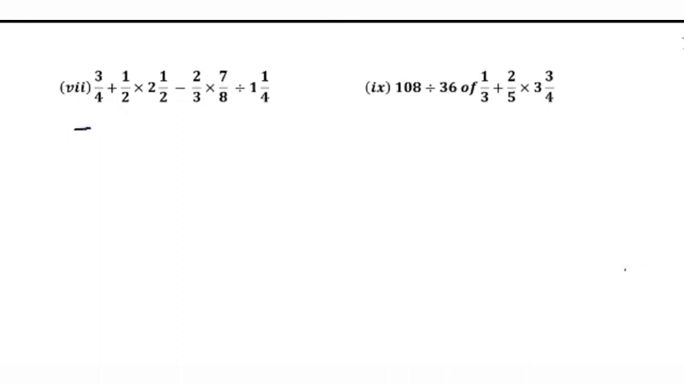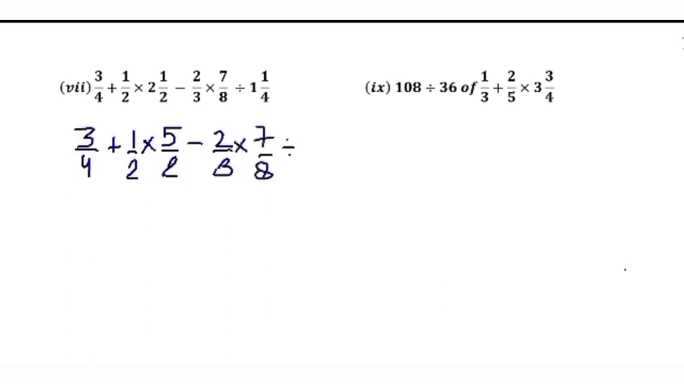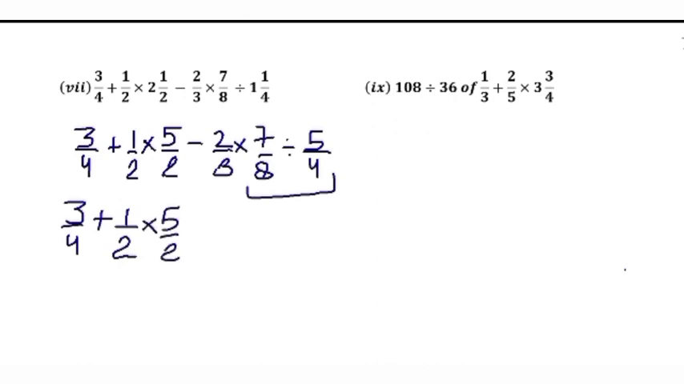Now let's practice with some more parts. Solve this one: 3 upon 4 plus 1 upon 2. Change the mixed fraction into the improper. 2 2s are 4 plus 1, 5 upon 2, minus 2 upon 3 multiply 7 upon 8 divided by 4 1s are 4 plus 1, 5 upon 4. According to BODMAS, solve the bracket first. The remaining part will remain the same. 2 multiply 5 upon 2 minus 2 upon 3.